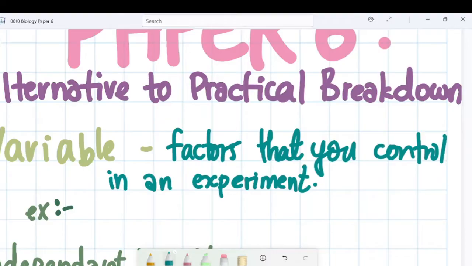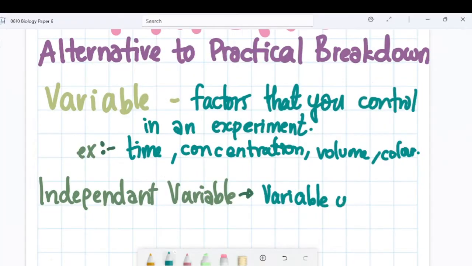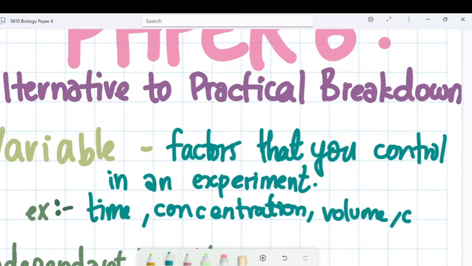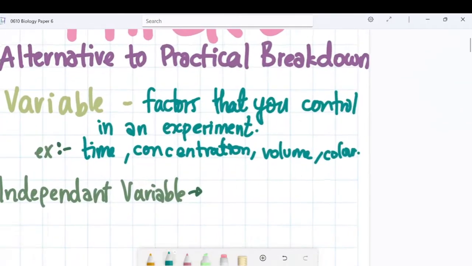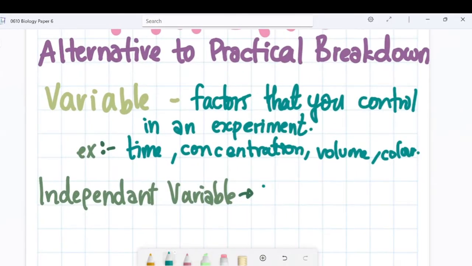this video. Now an example of variables, you have time, you have concentration, you have volume, you are changing, you have color change, all these things you've seen in paper 6. Now, however, we need to talk about 3 types of variables that you need to know, which is independent, dependent, as well as control variable. Let's start with independent.